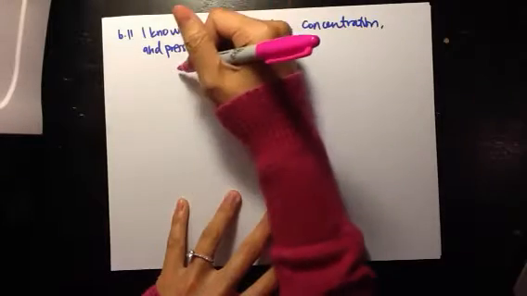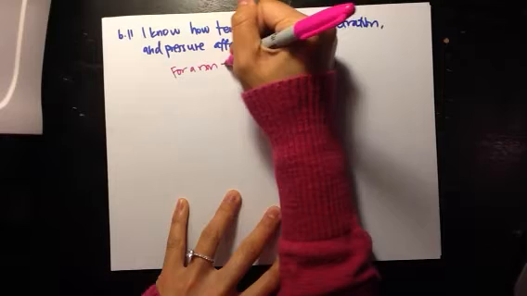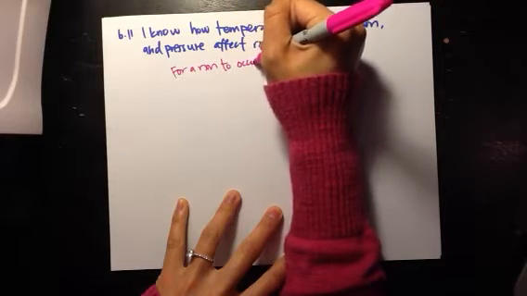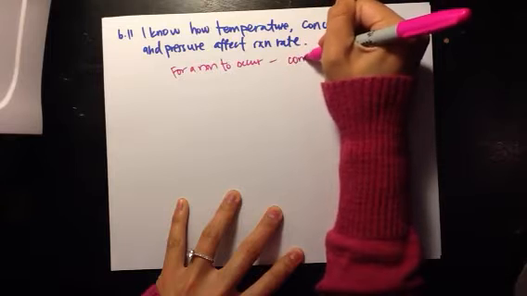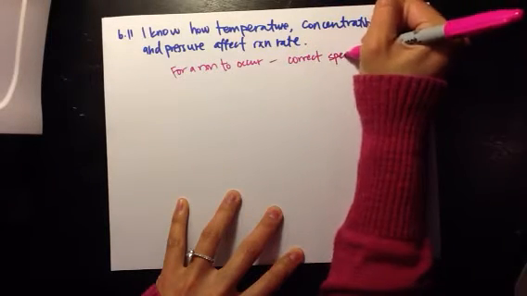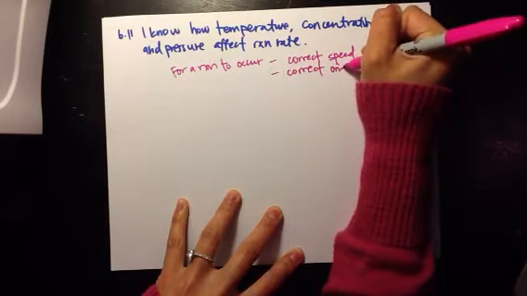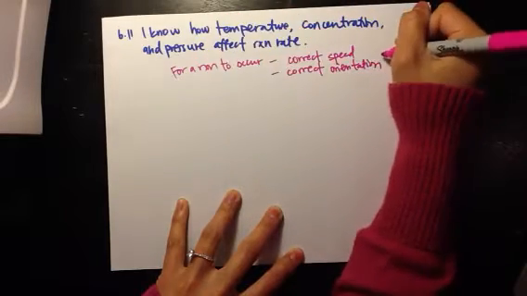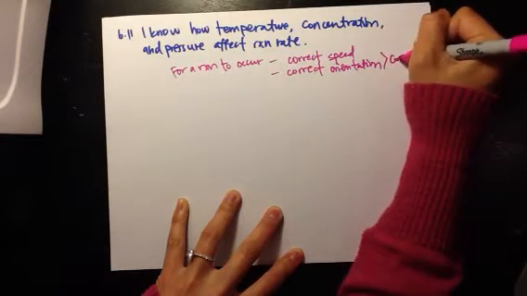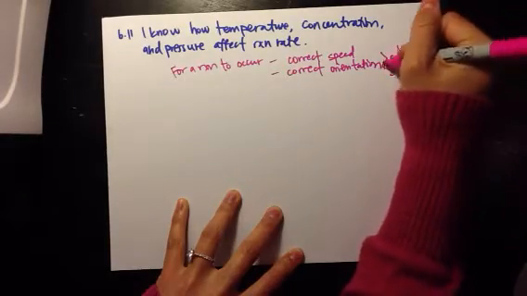Right, so for a reaction to occur, you have to have two things happen: correct speed and correct orientation, right? And they have to collide. They have to crash into each other, more or less.